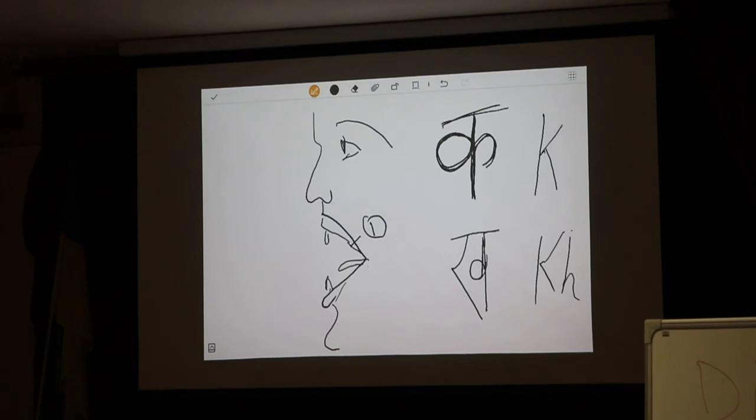Ka, kha. The difference is that in kha you throw air from your mouth. The only difference is that you pronounce the letter "kha" with aspiration. You as if push air out of the mouth. Kha.